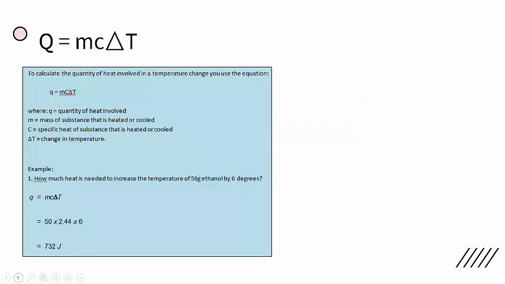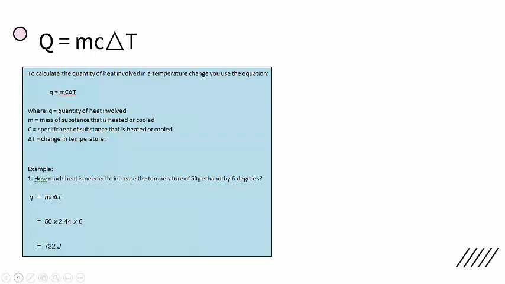Now, the equation that is on the screen right now is an equation that we're going to use quite a bit in this topic. Q is mc delta T. And that's an equation that we can use to work out the amount of heat that is released or absorbed in a chemical change. So Q is the quantity of heat that is either absorbed or released. M is the mass of the substance that is being heated or cooled. C is the specific heat capacity of that particular substance. And delta T is a change in temperature.